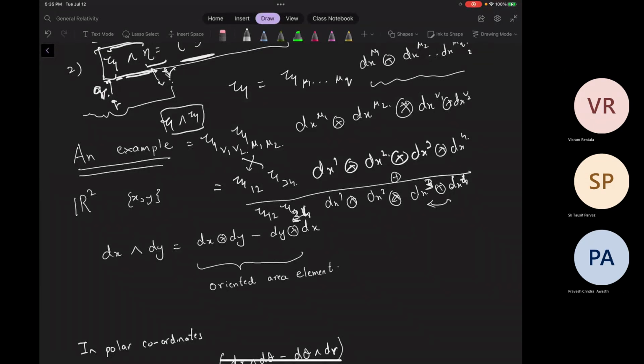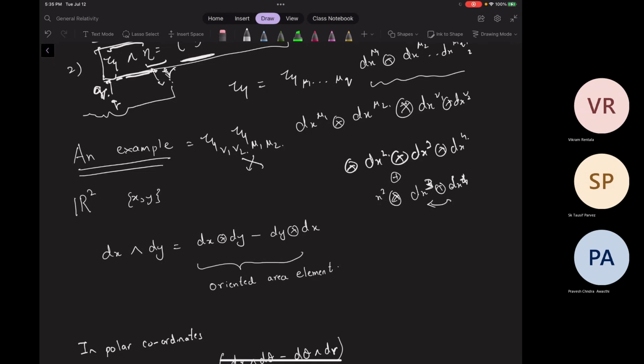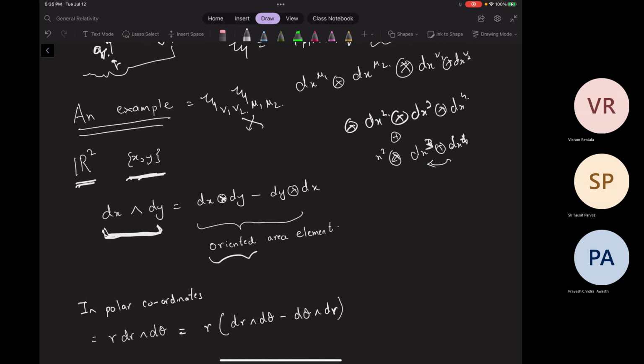Okay, so here's an example. We'll do a couple of examples of forms. Suppose we are in R2. We have two coordinates x, y. So the unique two form that we have is dx wedge dy. This is the unique basis for two forms. And this is dx tensor product dy minus dy tensor product dx. We will see that later.